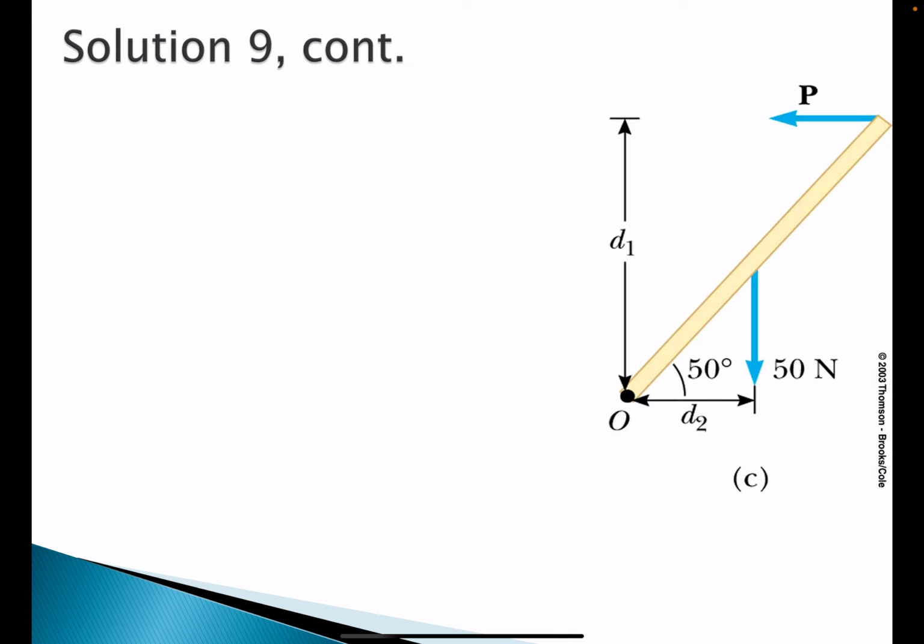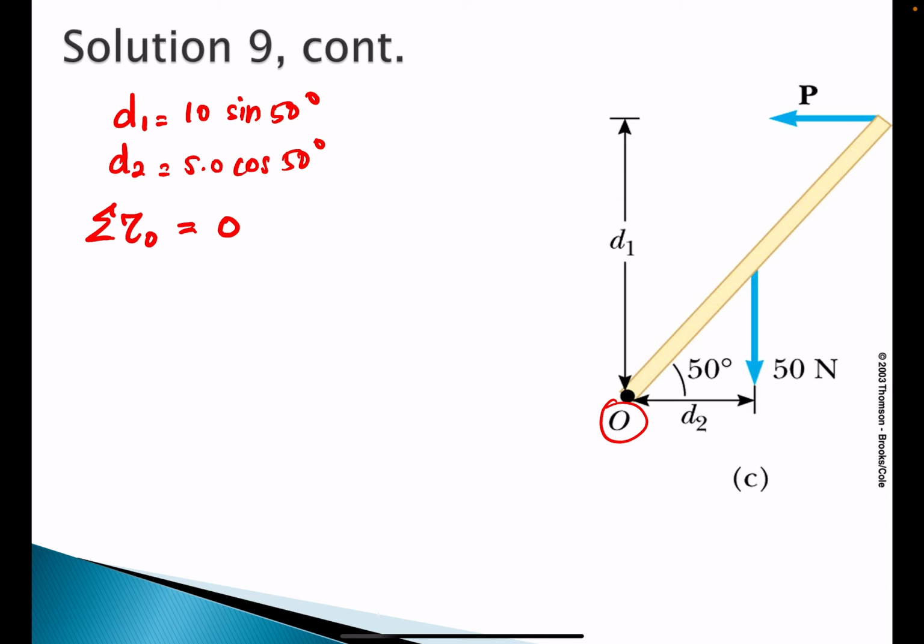The second condition of equilibrium, you need to apply to solve this problem. Take the torques about the axis through this point O at the bottom of the ladder. You know that D1 equals 10 sin 50 degrees, and D2 is 5 cos 50 degrees, because it's divided into 2. So sigma torque about point O equals 0, following the second condition. Now it will be easier for you to solve it.